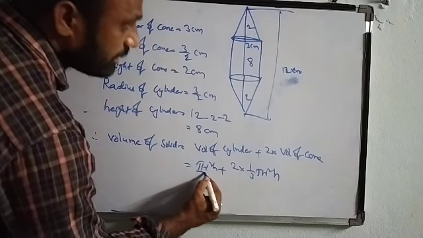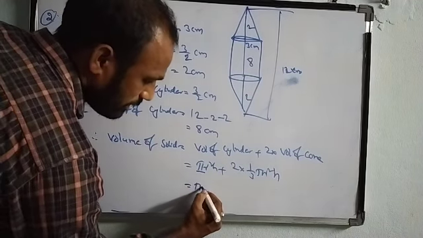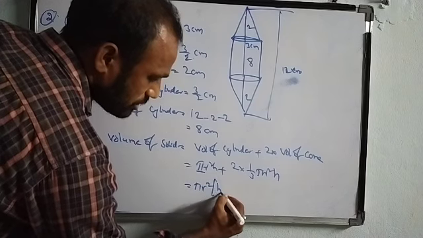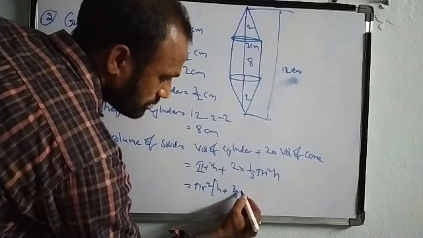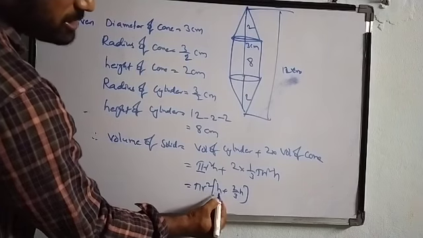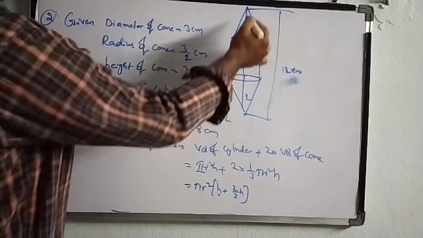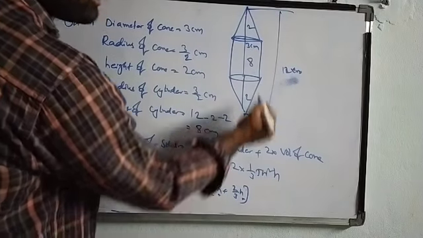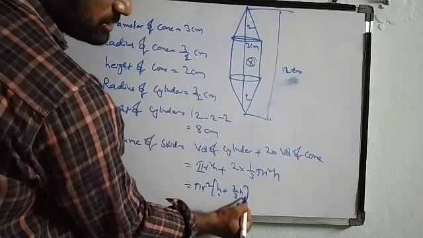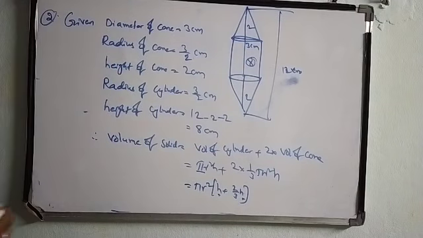So we can take radius as common since it is common in both. So we can take pi r square common. So the left terms are h and 2 by 3 h. This h stands for height of the cone and this h stands for height of the cylinder. So here you need to substitute 8, here you need to substitute 2. You will get the answer. Pi value you have to take as 22 by 7 until and unless they ask to take 3.14.